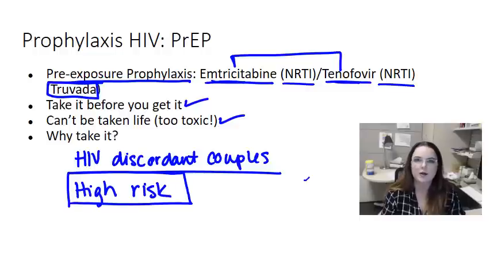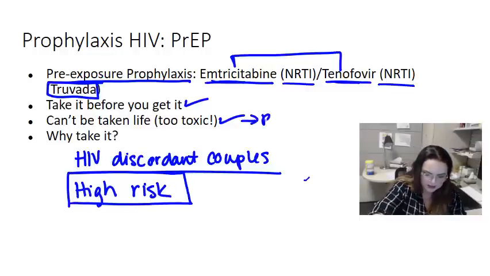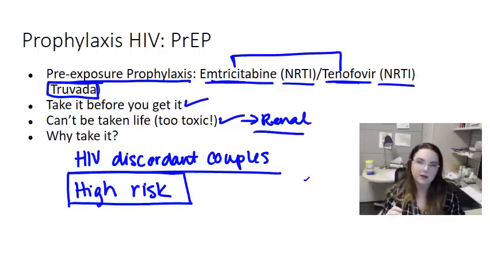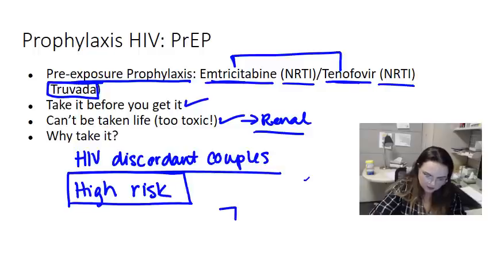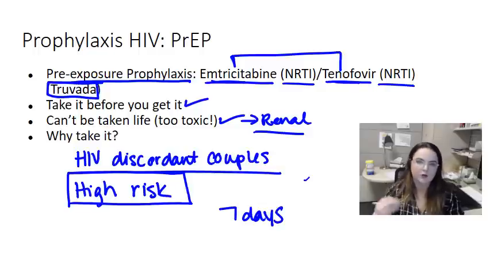The other thing is you can't take it for life. It does eventually become toxic. Specifically, we tend to see some renal toxicity. So patients do need to be monitored on it to make sure that it isn't affecting them. You need to take it for, I believe, about 7 days before it's actually effective at inhibiting HIV infections. There's also an education component when prescribing this to a patient.